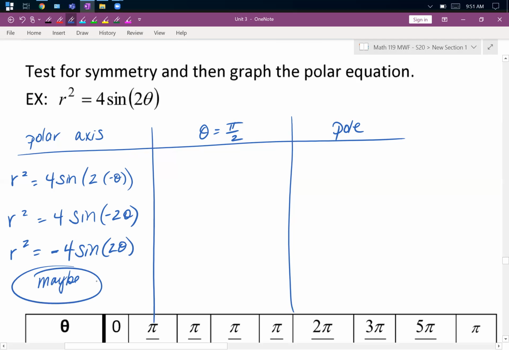Next, theta equals pi over 2. Here we're replacing both. That's negative r squared equals 4 sine of -2 theta. Squaring a negative gives us a positive, and our negative angle identity tells us this turns negative. And we're back to what we had in the previous test, which we were not able to turn into the original, so this is maybe.